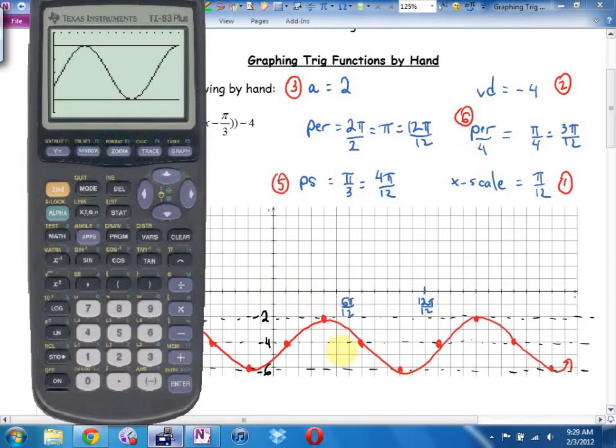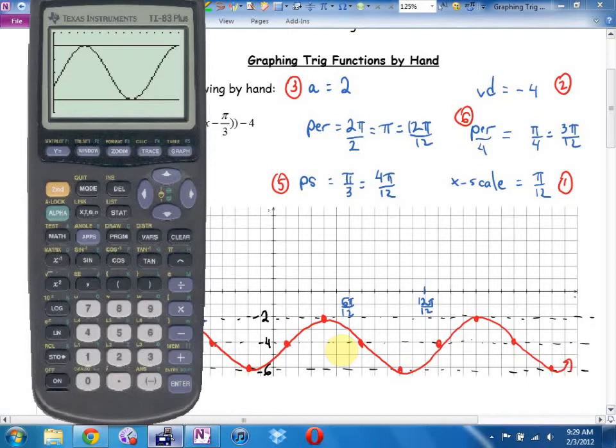X max, not 16. 16 squares, 16 pi by 12 is this. Right? Why not? Let's match our scale. We can use pi, go up by pi. The calculator will handle it. That's how I graph trig functions.